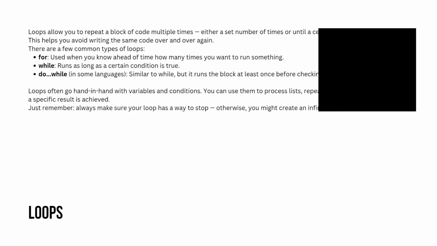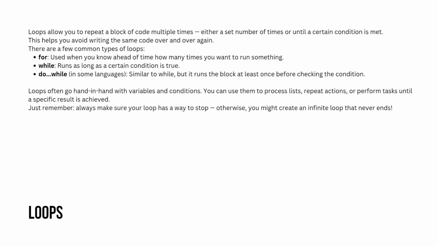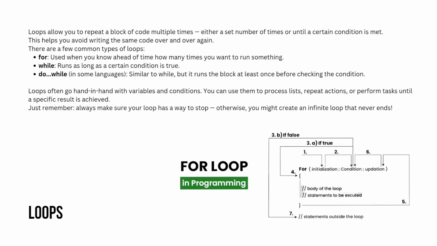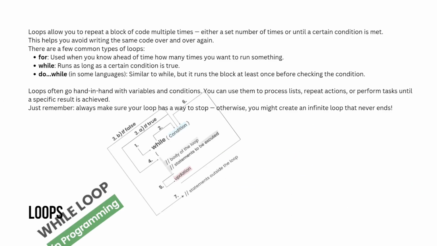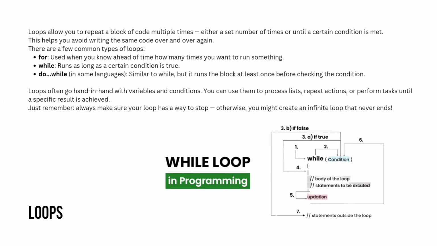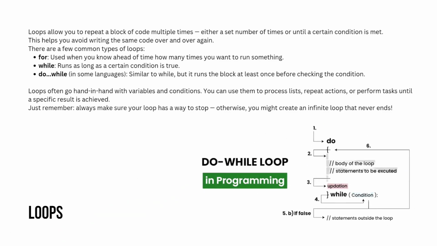Loops allow you to repeat a block of code multiple times, either a set number of times, or until a certain condition is met. This helps you avoid writing the same code over and over again. There are a few common types of loops. For, used when you know ahead of time how many times you want to run something. While, runs as long as a certain condition is true. Do while, in some languages, similar to while, but it runs the block at least once before checking the condition.